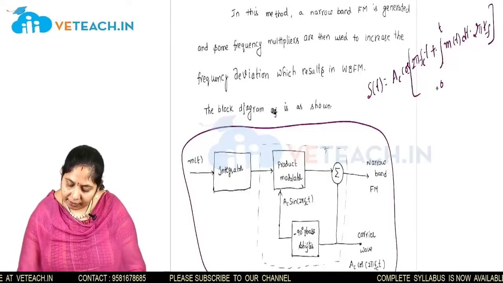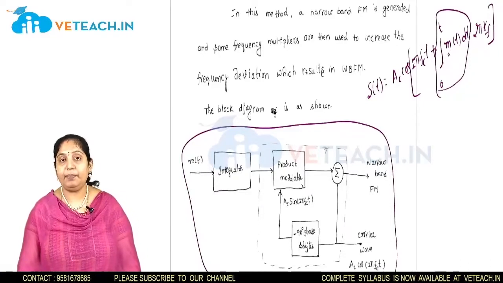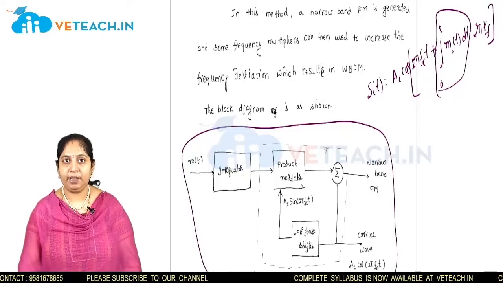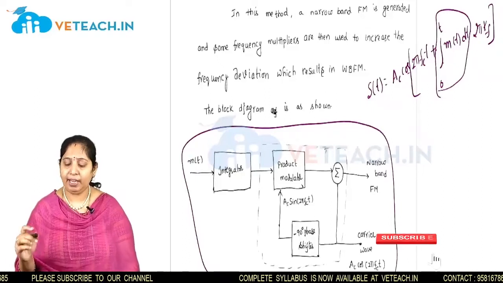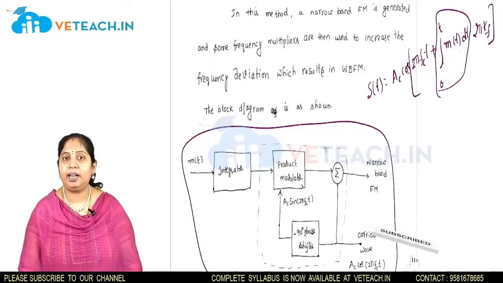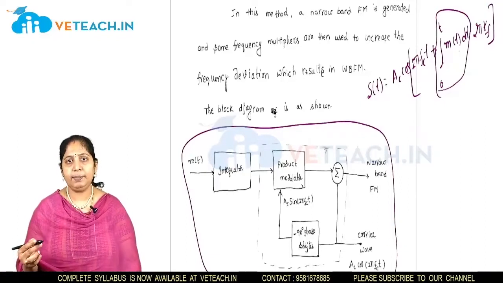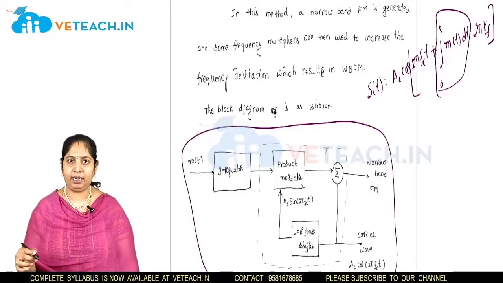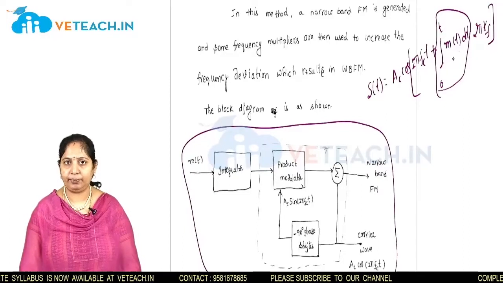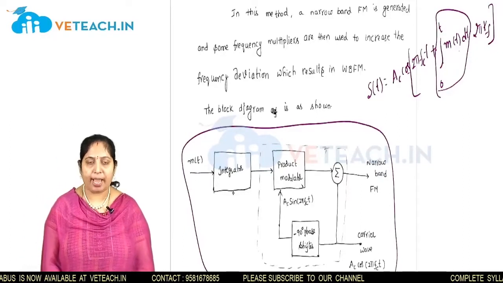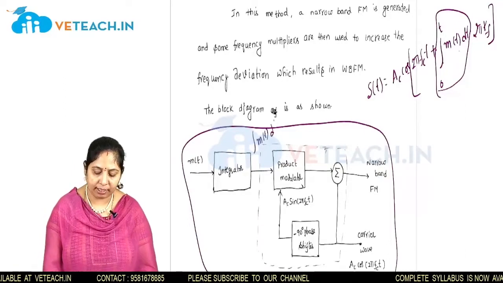So what do we require? We require the integral of m(t), where m(t) is the message signal. We have to integrate this message signal. That's why I am applying this message signal to an integrator. Which device acts as an integrator? A low pass filter acts as an integrator. So m(t) is applied to the integrator, and the output we get is the integral of m(t) dt.